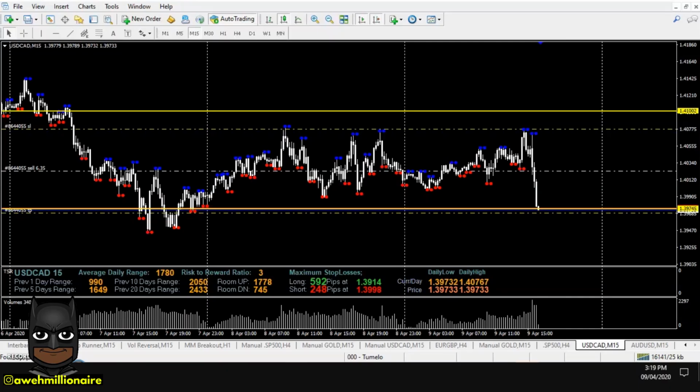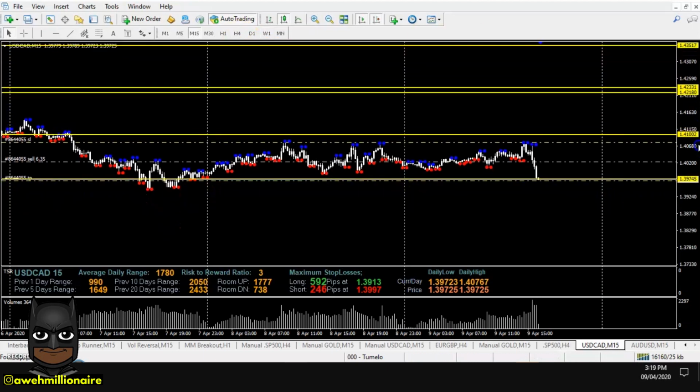So this is a very simple analysis. This is USD CAD. Remember, when we're trading high impact news, we need the two key tools, which are supply and demand and FX volume. I've already plotted my supply and demand levels, which were plotted in my previous NFP analysis video, so you can click on the right hand side to see how I plotted these levels.